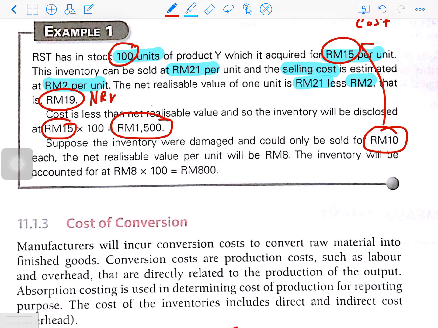But it says here there is more: the net realizable value per unit will be, the inventory is damaged and could only be sold for... perhaps it doesn't mention it here, maybe after this they have to do some repair. So there will be another cost of RM2. So the net realizable value is RM8. So RM8 becomes lower than cost. RM8 will be lower than cost. Therefore, it will become the cost of the product. So $8 times 100 will be 800.